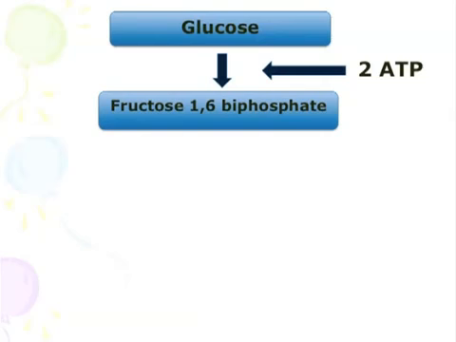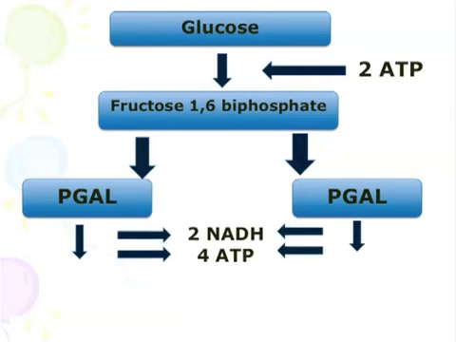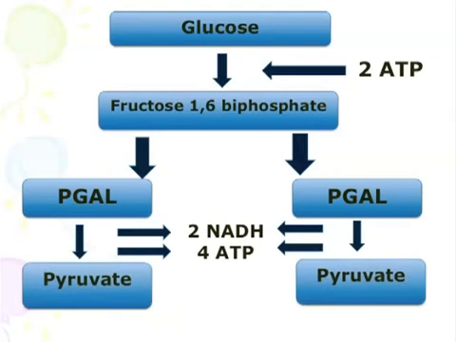Then after that, the cleavage of this 6-carbon compound into 2 compounds known as PGAL. PGAL is just a 3-carbon compound, very simply. Then the next stage is when you're getting energy out, so you are oxidizing PGAL, meaning you're removing electrons, and making NADH and ATP. So you have 2 NADH and 4 ATP and pyruvate. So the final outcome of glucose, you end up with pyruvate. And then you also have 2 NADHs and 4 ATP.